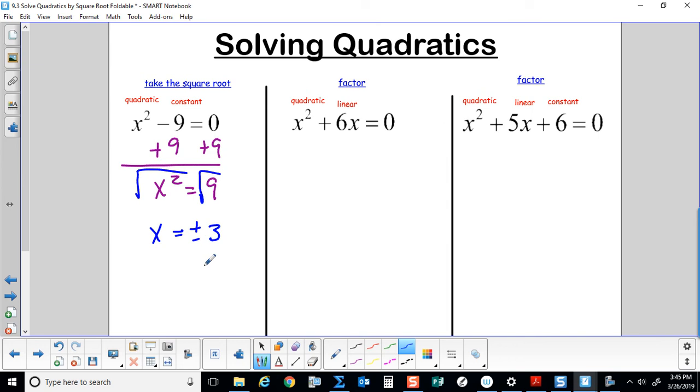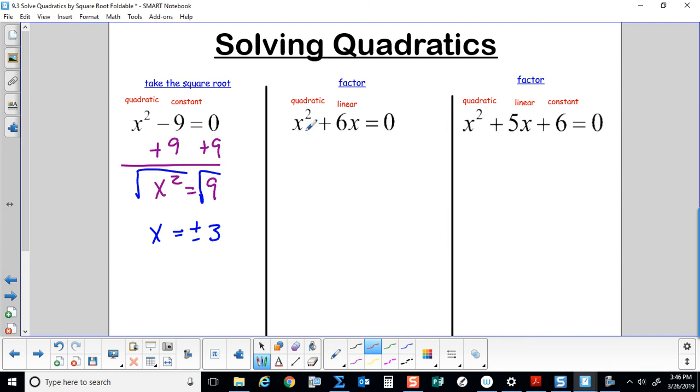So we will write both roots, the positive and the negative root, when we take the square root. Anytime you're using a square root, you're going to list both positive and negative. So that, again, was a binomial with no linear term. That's when we took the square root.